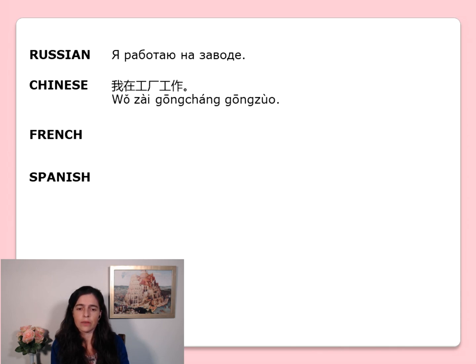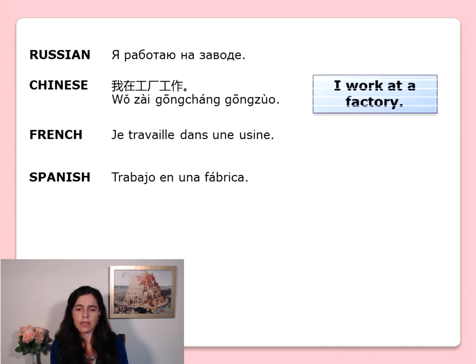Or in Chinese, 我在工厂工作. French, je travaille dans une usine. And Spanish, trabajo en una fábrica. Okay, all of them are short and they mean the same. They actually mean I work at a factory. Maybe you knew that already.